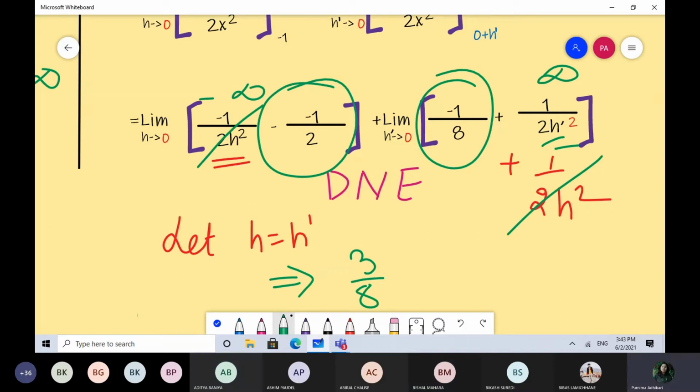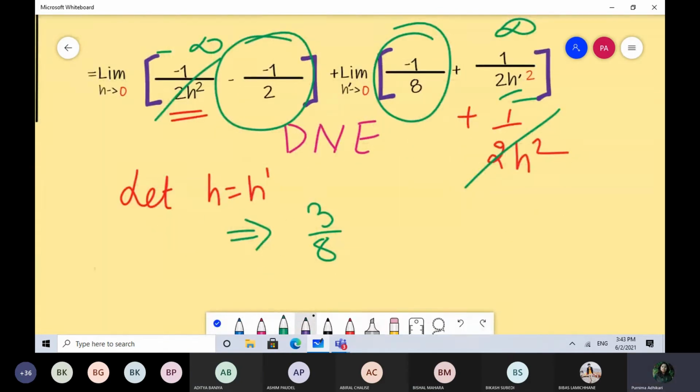Now, what is this 3/8? This is what is called principal value. Can I just write PV? Principal value, okay?